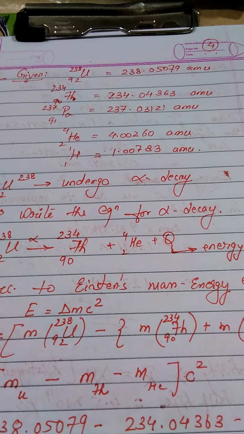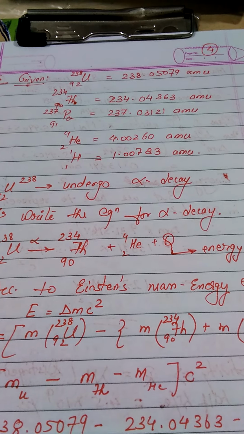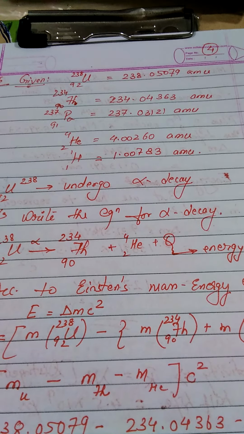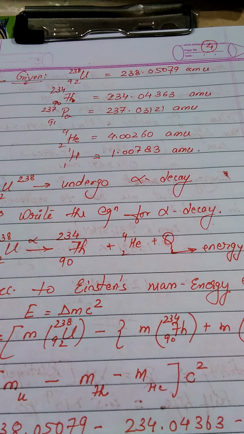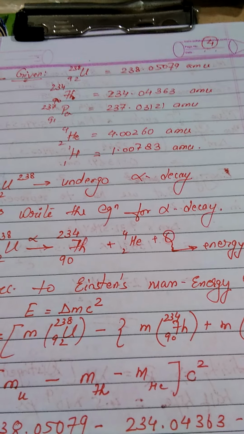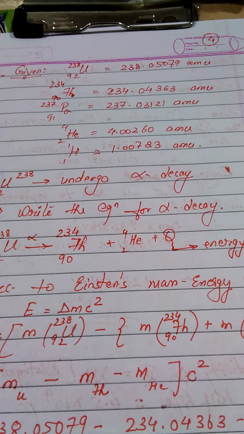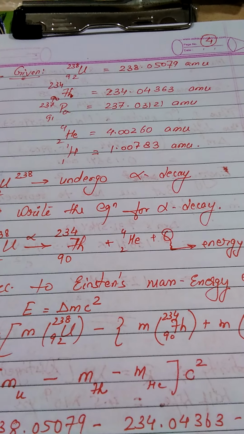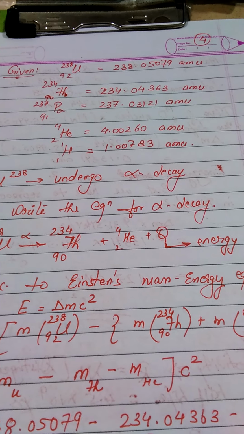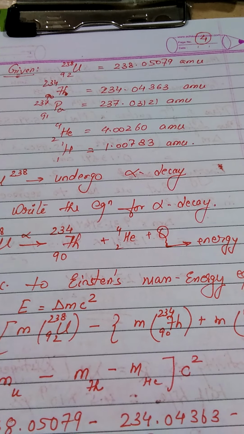Good evening. The next question of the chapter Nuclei is example 13.6. I am reading the question. We are given the following atomic masses of uranium U-238, thorium Th-234 and protactinium Pa-237 with its atomic mass, and also helium and hydrogen are given to you.